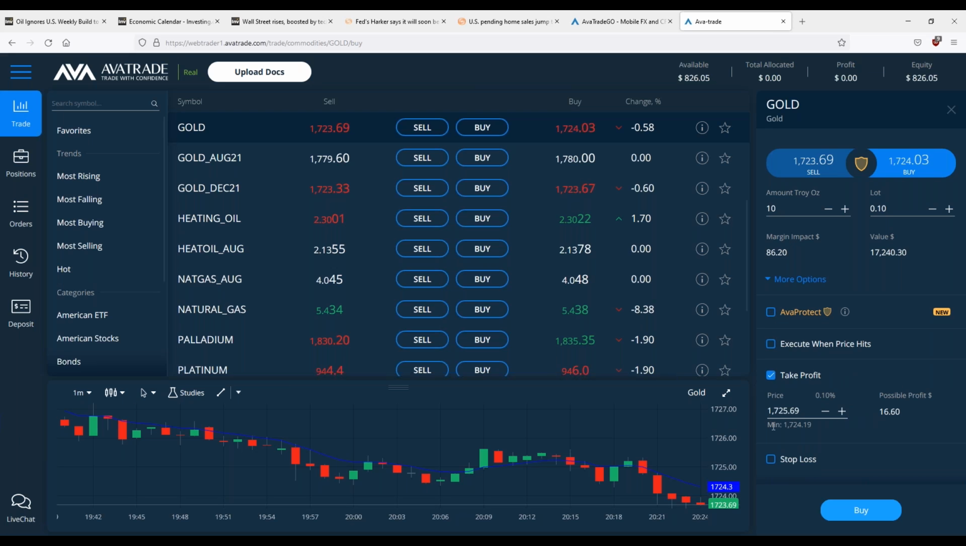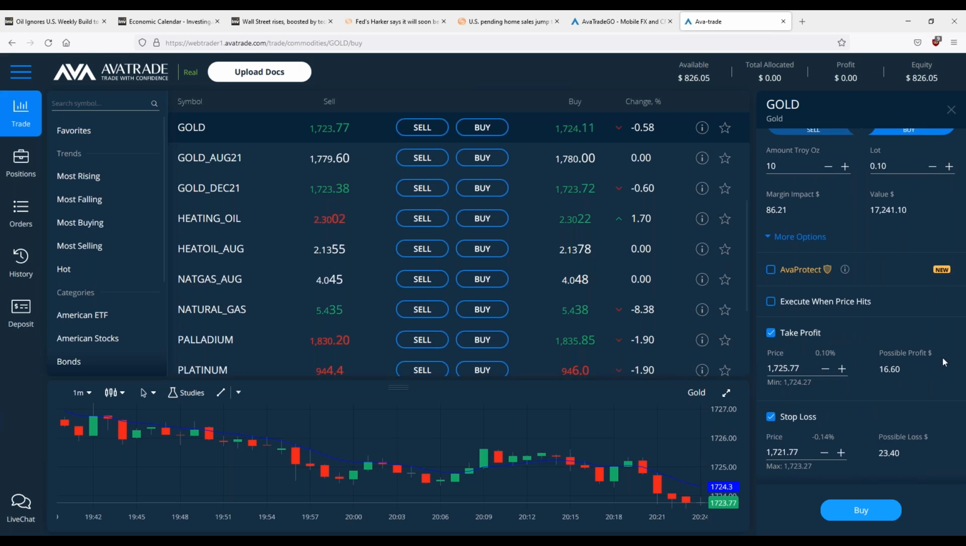Here's the take profit and stop loss. If you activate those, like I said, it's calculating your possible profit and your possible loss for you based on the prices you put. Very cool features.